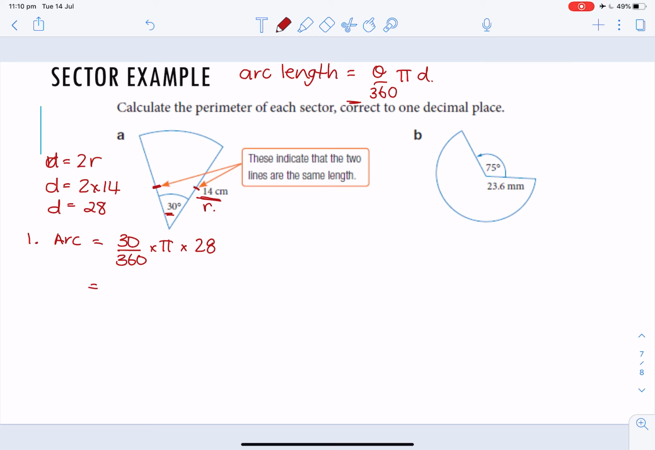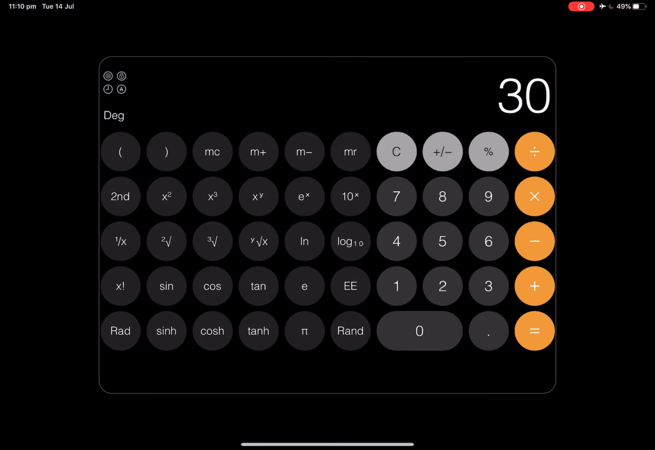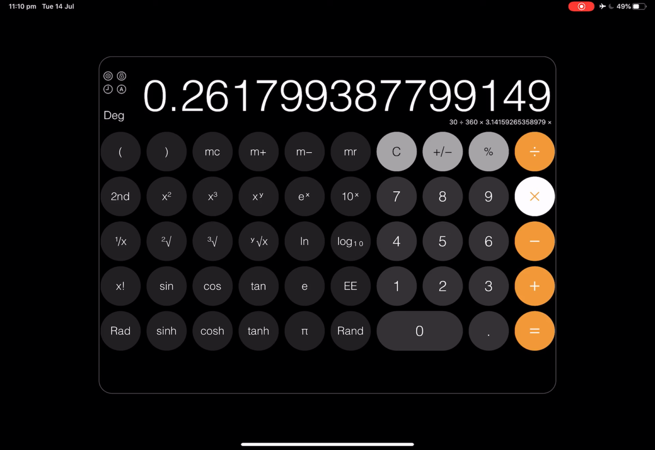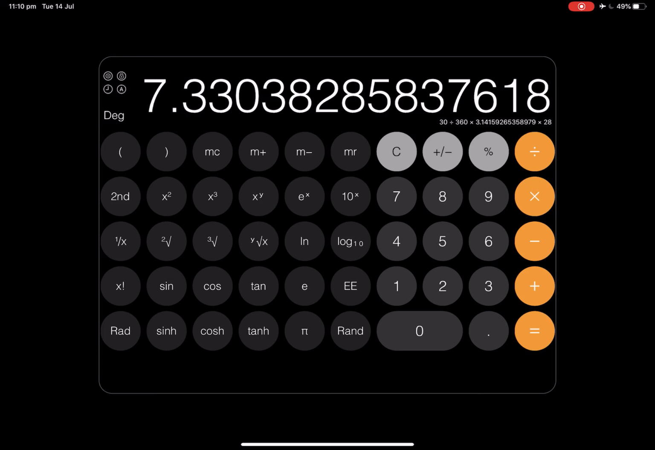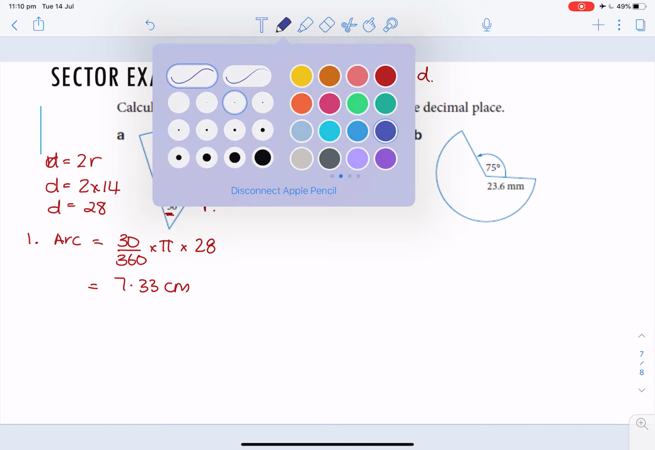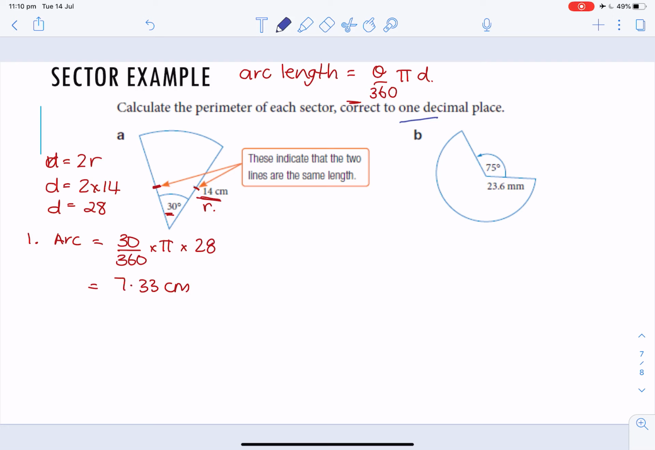And then I pull out my calculator. So I do 30 divided by 360 times pi times 28. And I've got 7.33. Looks about right. So 7.33 centimetres. Hang on a minute, it's only wanting one decimal place, so let's cut one of those. 7.3 centimetres.